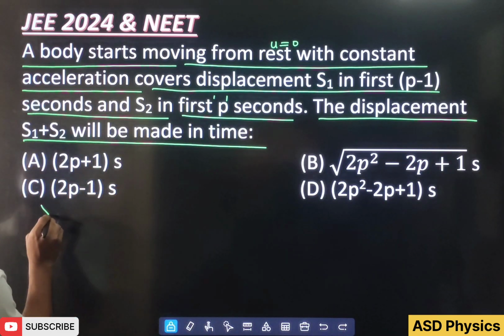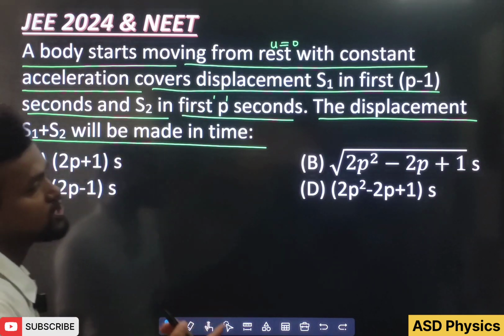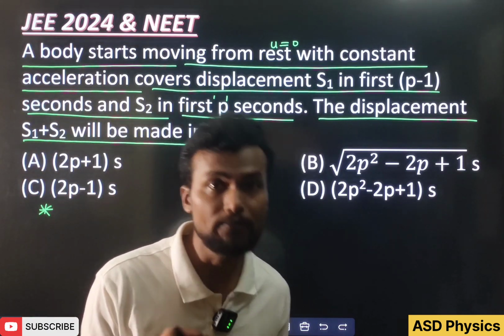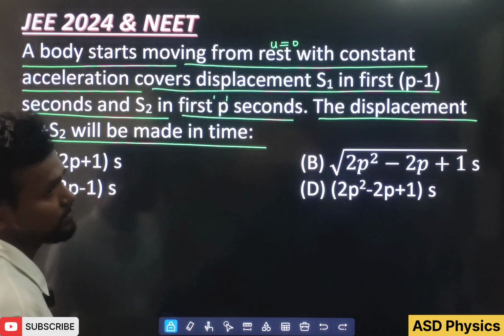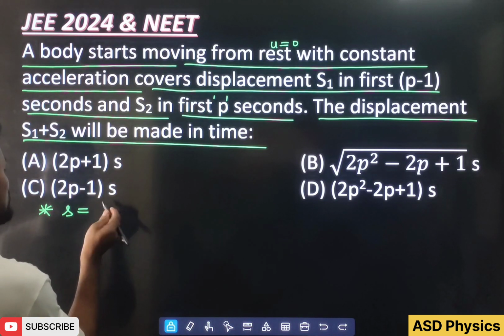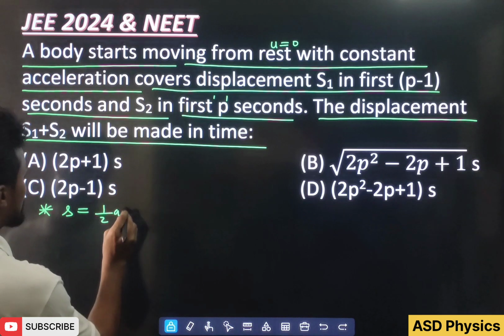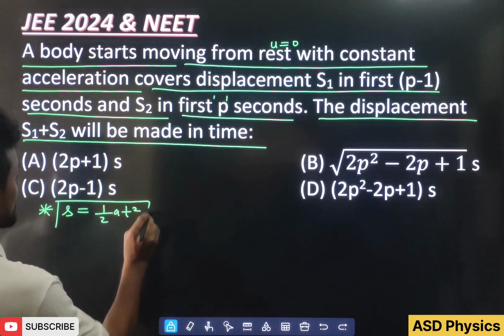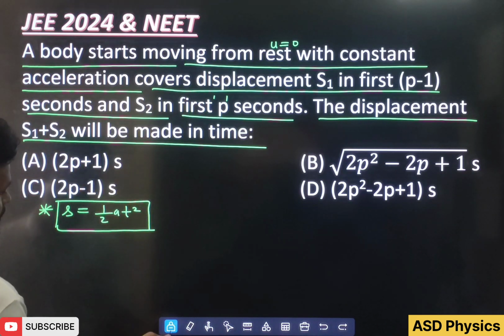So here remember that we will use the second equation of motion, S equal to ut plus half at square. As it is starting from rest, U will be 0. That means we can use S equal to half at square. When the object starts from rest, U will be 0, and this formula we can use here. Now we will use it in our question.